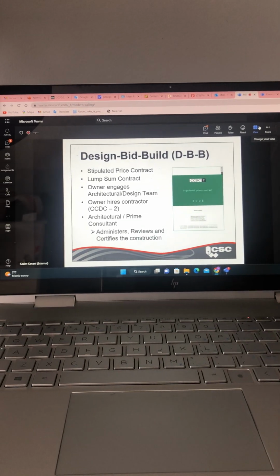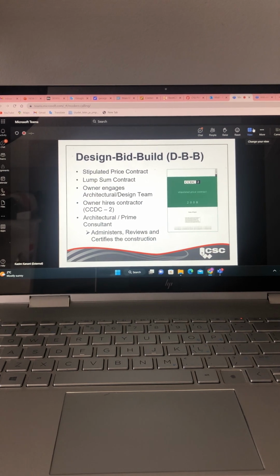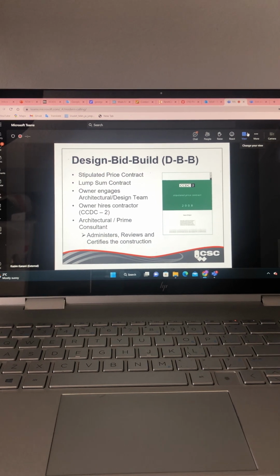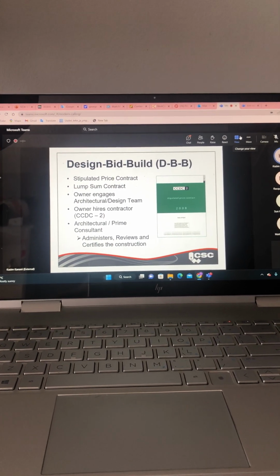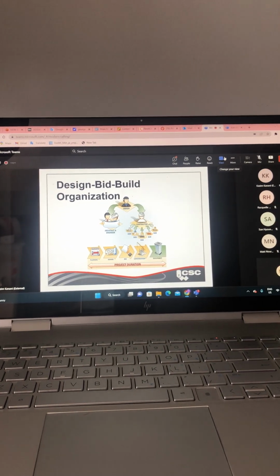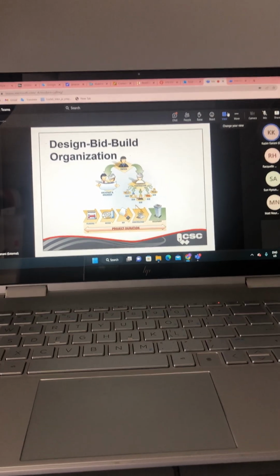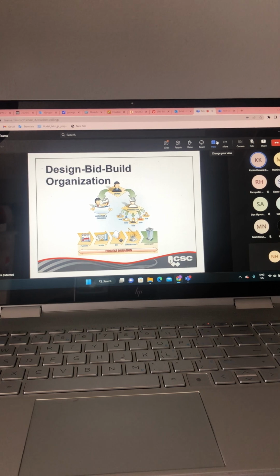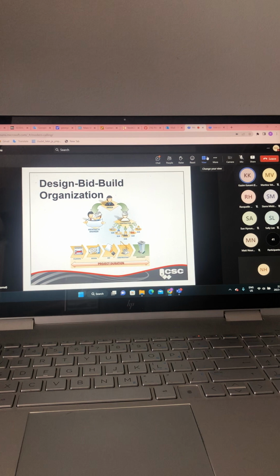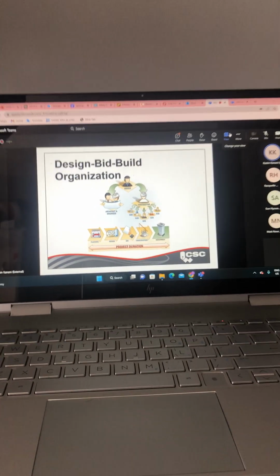There are always going to be two separate contracts, one between the owner and the consultant, and one between the owner and the contractor. And construction in this instance will typically commence only after design is substantially complete. When you look at the organizational chart, or shortened form, the org chart for a design, bid, build opportunity, the owner sits at the top of the chain here, where the owner retains the architect and the engineers under one contract, and then the contractor under a separate contract.